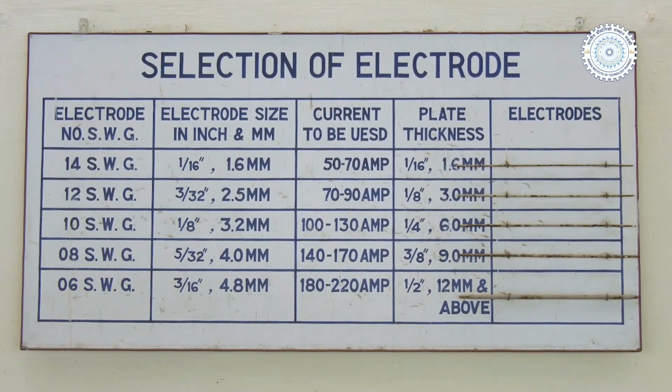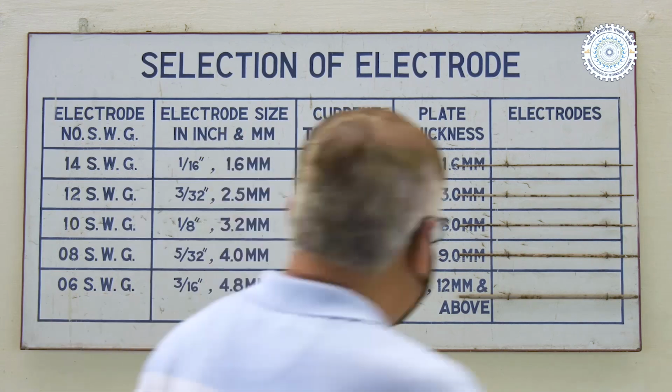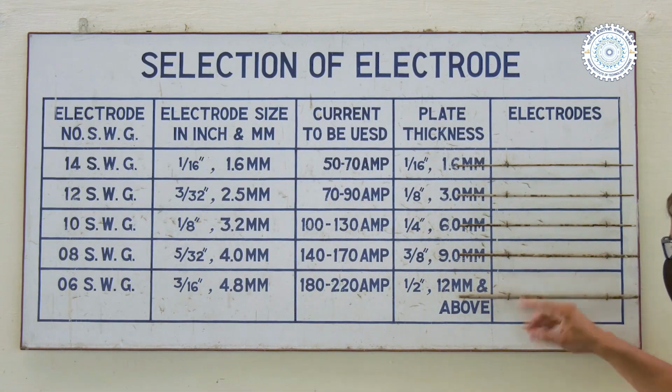So, shielded metal arc welding is one type of fusion welding process, where sufficient heat should be generated in order to fuse the plates or the sections to be joined, and the heat generated depends primarily on the welding current being supplied. Depending upon the thickness of the sheet to be joined, you can see for 1.6 mm, for 3 mm, for 6 mm, and for 9 mm and 12 mm or above.